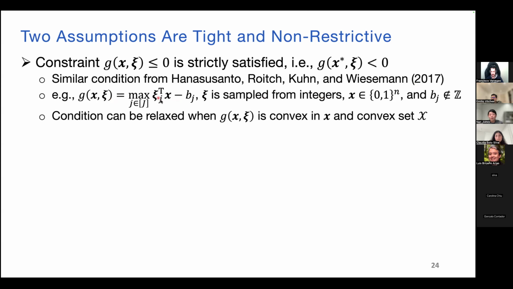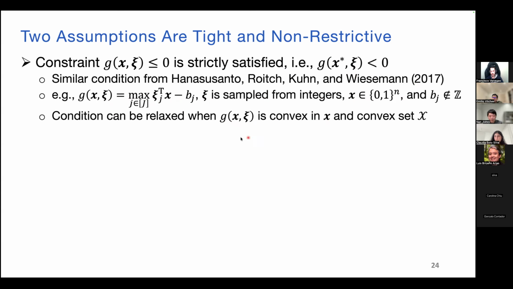And we can give you a very simple example. If function G is a joint chance constraint program, and xi is sampled from the integers, so xi here is an integer, and X is binary, then we can manipulate the b to not be an integer, and this condition is always satisfied. This condition can also be relaxed when function G is convex in X. We're going to discuss that in the next slide.